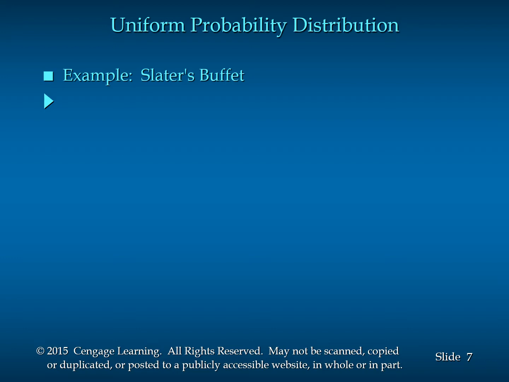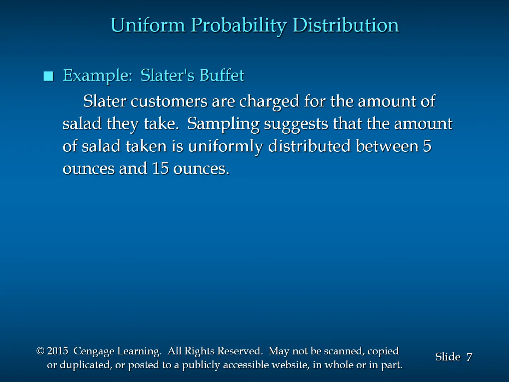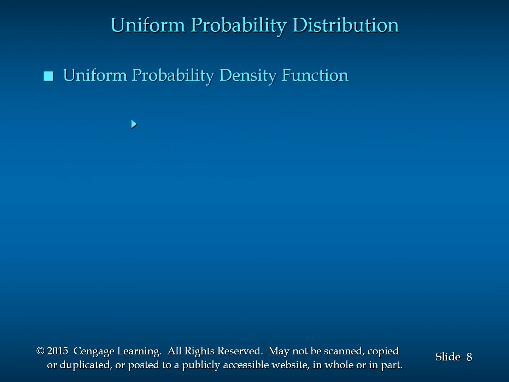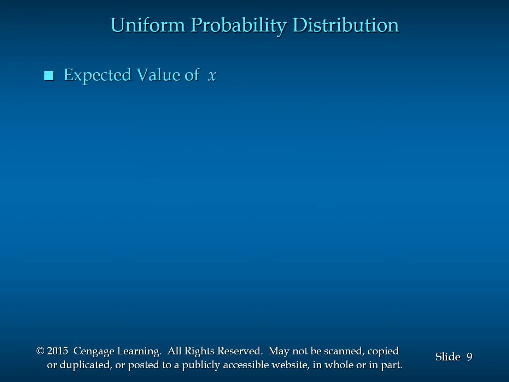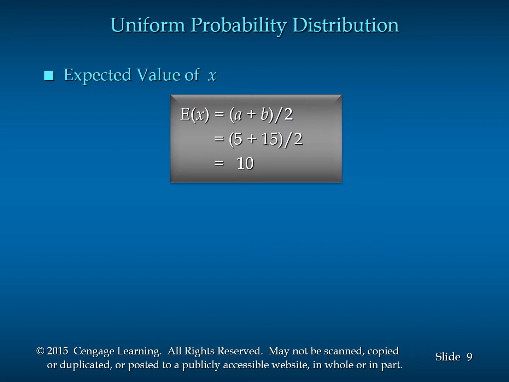For an example, let's consider a restaurant buffet. You can see the function for the variable x, where there is equal probability in any interval across the range of 5 to 15 ounces, where the variable x is the salad plate filling weight. You can see how we would calculate the mean and the variance.